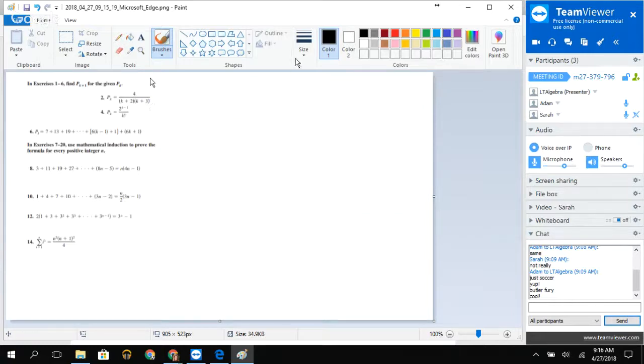All right, so 1 through 6 is kind of a warm up for what we're going to be doing in the actual mathematical induction. So it's kind of like the precursor to what we'll be doing, if that makes sense.